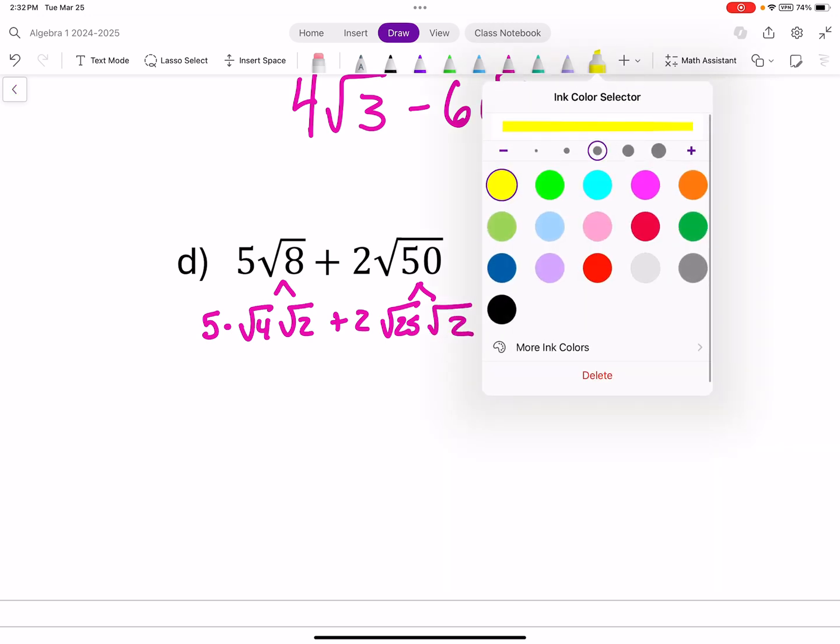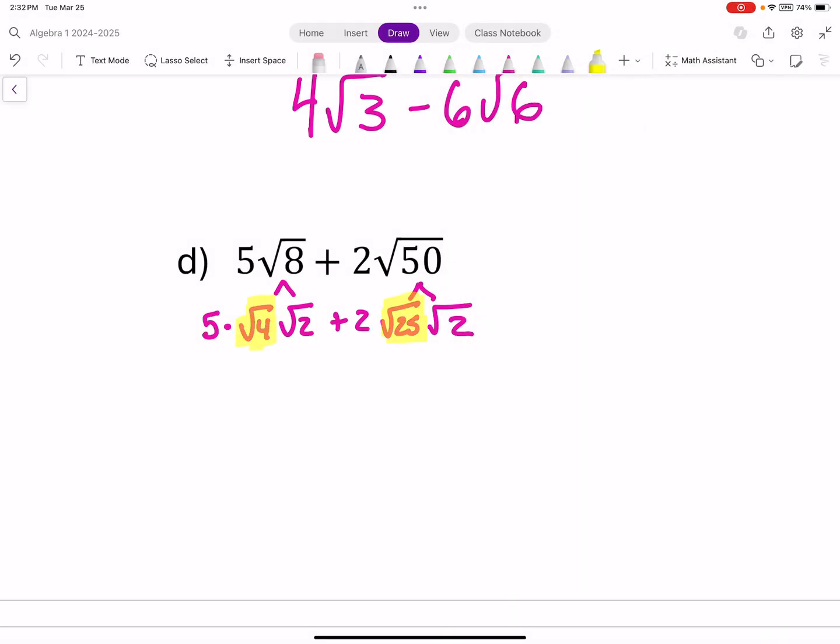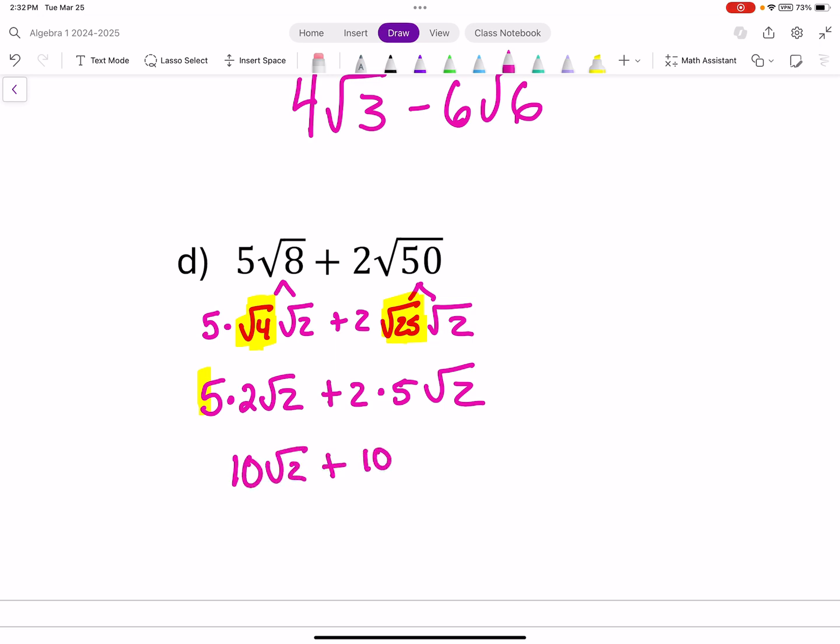So I'm going to go ahead and do those perfect squares. So this would become 5 times 2 radical 2 plus 2 times 5 radical 2. So I would have 10 radical 2 plus 10 radical 2. So I'm going to add the 10s in front, and I'm going to keep the radical 2. So 20 radical 2.